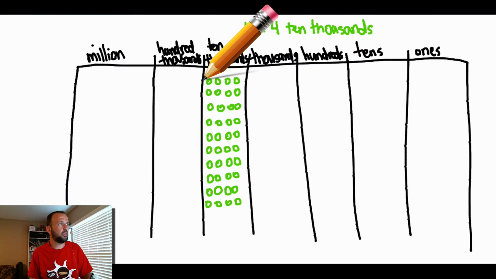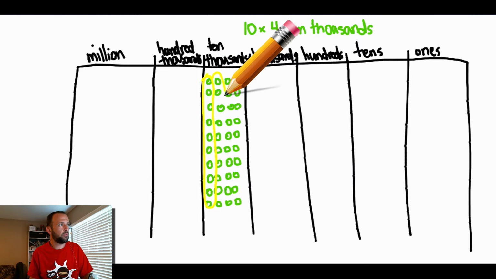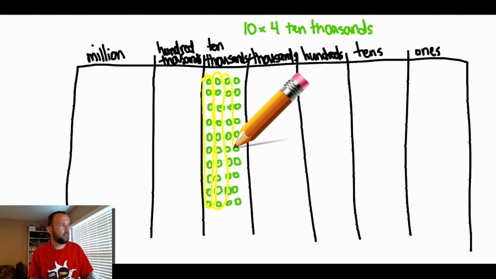So let's see, let's group these up here. So I can have one group of 10 here. Can have another group of 10 here. Another group of 10 here.